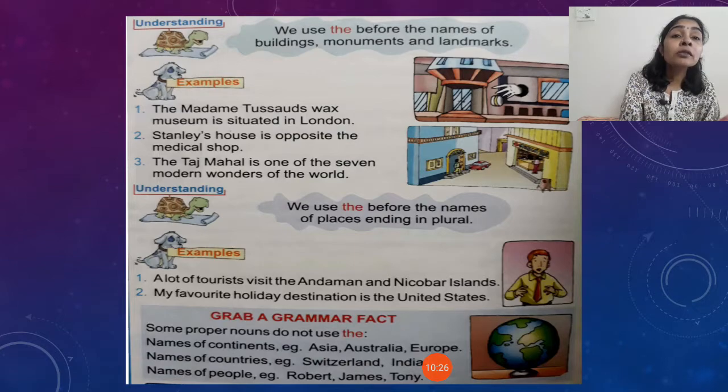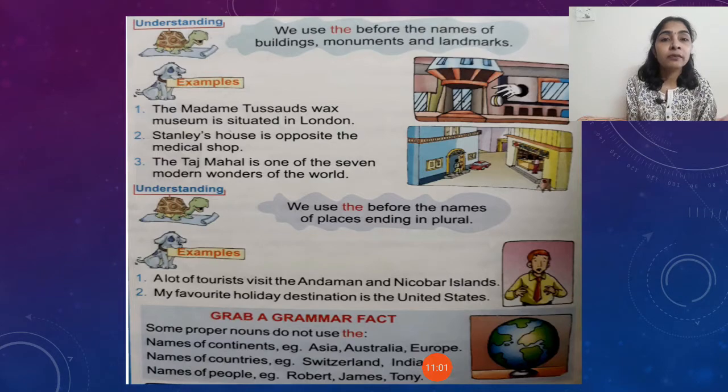Next, we use the before the names of places ending in plural. Now let's see the examples. For example, the Andaman and Nicobar Islands, the United States. They are plural but they are definite, so we are using the before them. A lot of tourists visit the Andaman and Nicobar Islands. My favorite holiday destination is the United States. Here we are using the before them, though they are plurals.